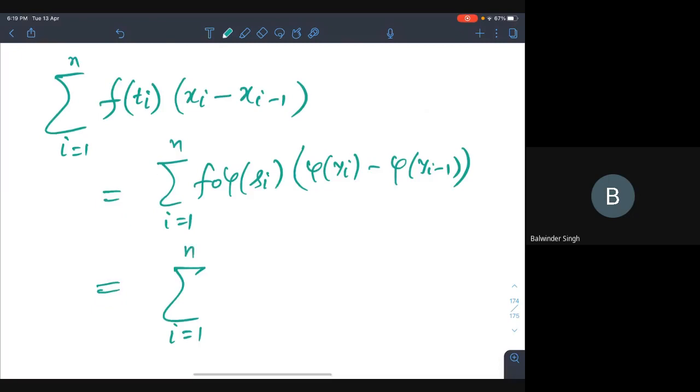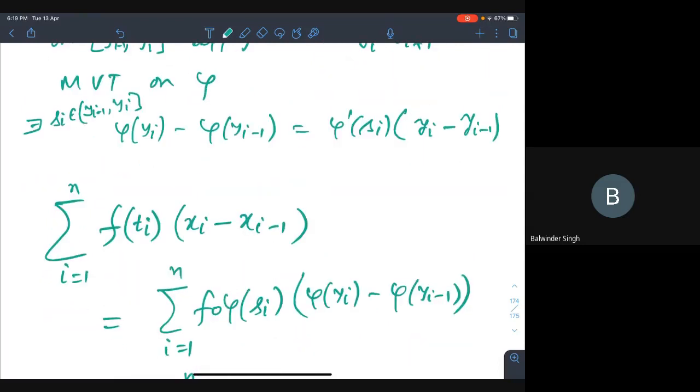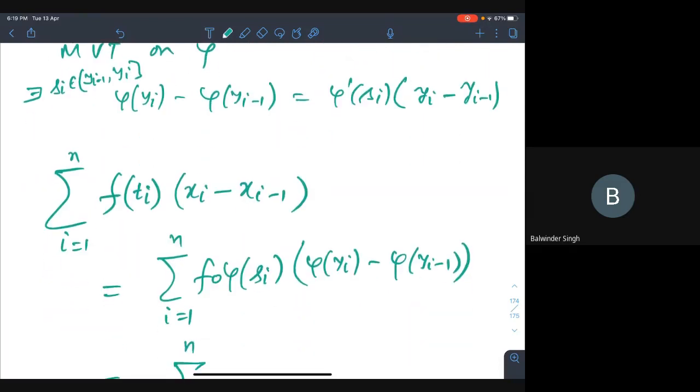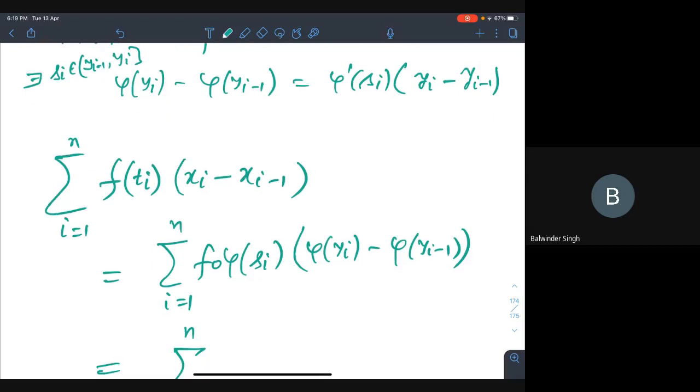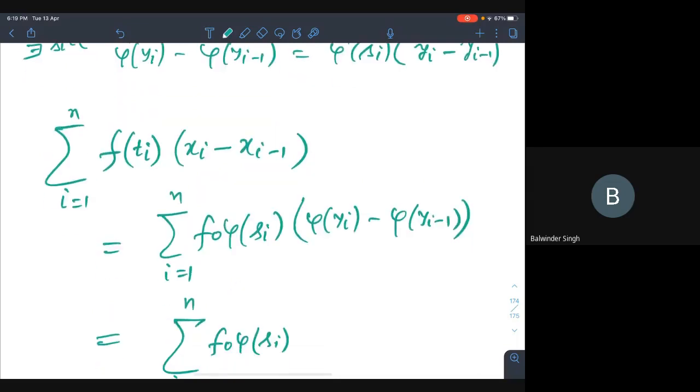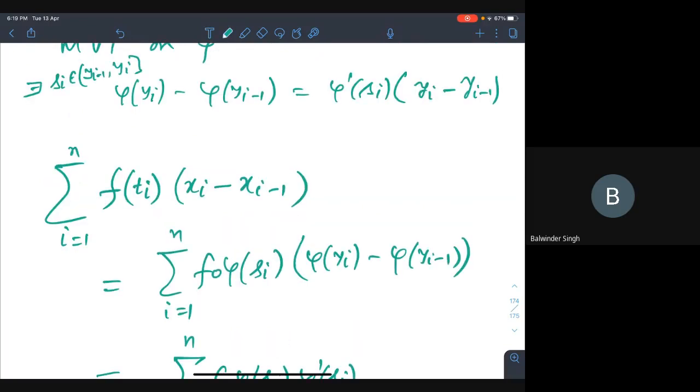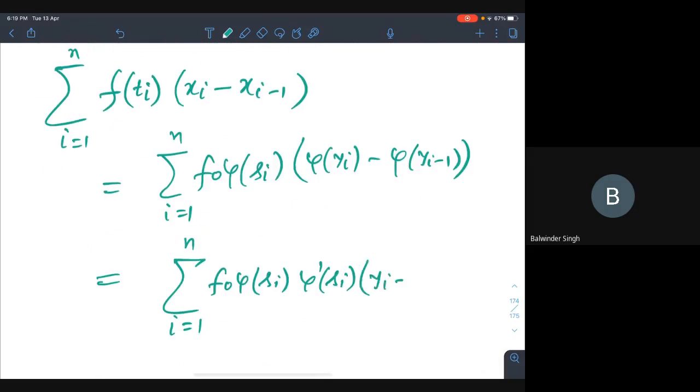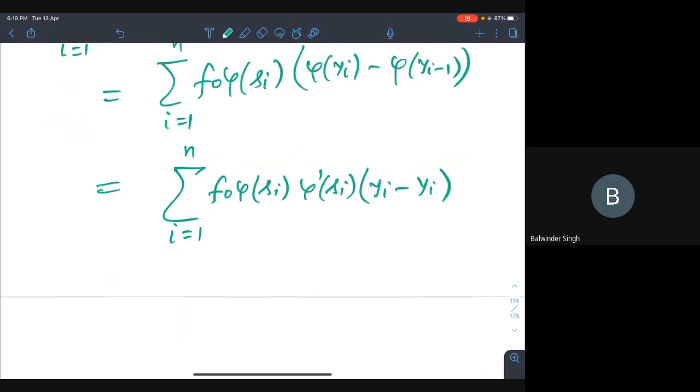You see this? The problem of taking different si and different ti was coming because you applied the mean value theorem inside the sum. You have to do it earlier. Okay. Then f compose phi of si, and here phi prime of si. Now see, these points are the same, because we have already done it in this way, times yi minus yi minus 1, and this is the Riemann sum.